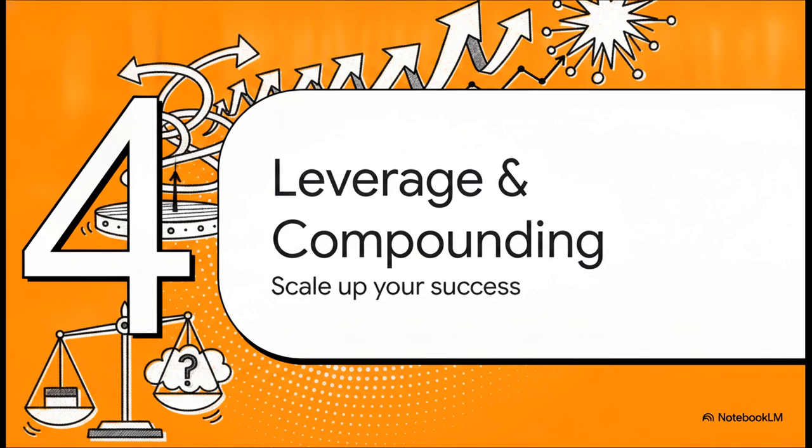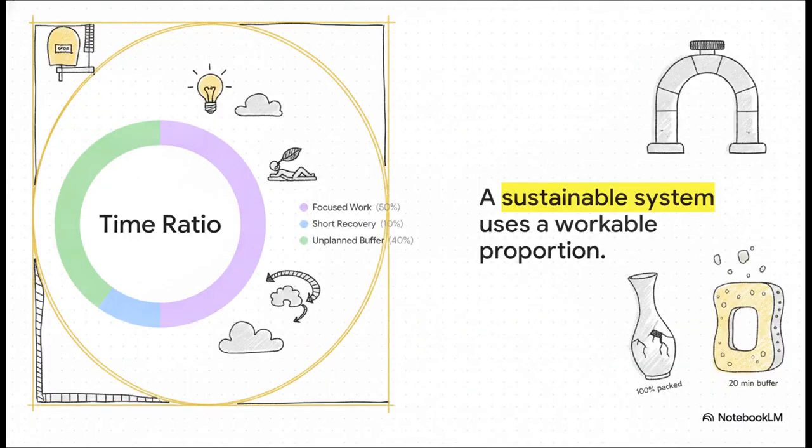Now that we've stabilized the system and learned how to handle uncertainty, it is time to drastically scale up. To do that, you need a sustainable ratio. Just like the golden ratio helps build stable structures and design, a system with a built-in proportion of work, rest, and buffer creates a sustainable life. Because let's be honest, a schedule packed to 100% is incredibly fragile. One tiny delay shatters the whole day. But a system with a 20-minute unplanned buffer, that can actually absorb reality and survive.